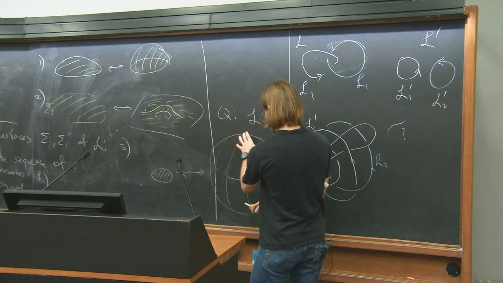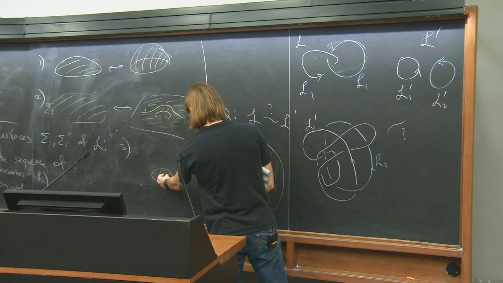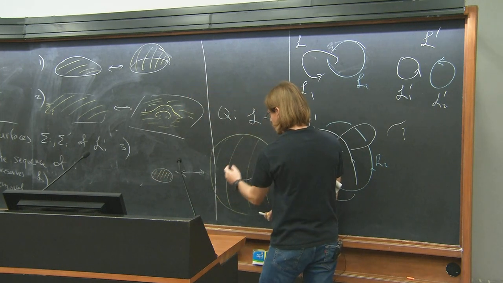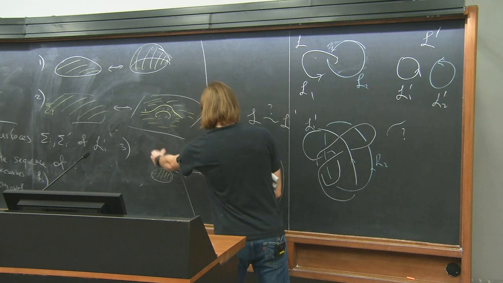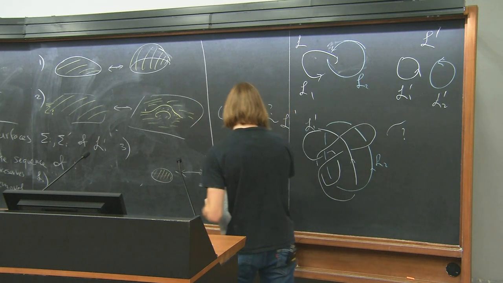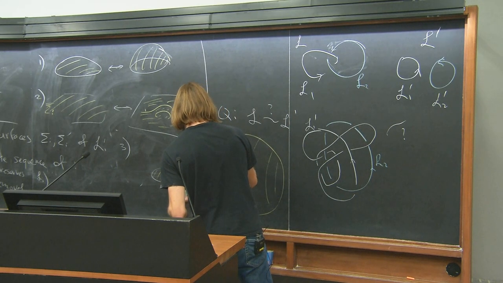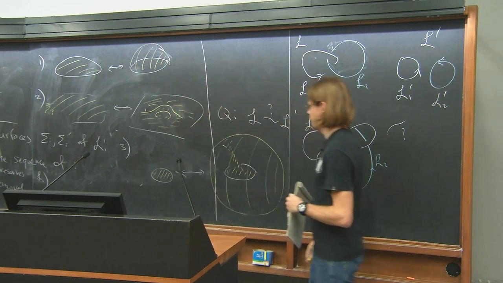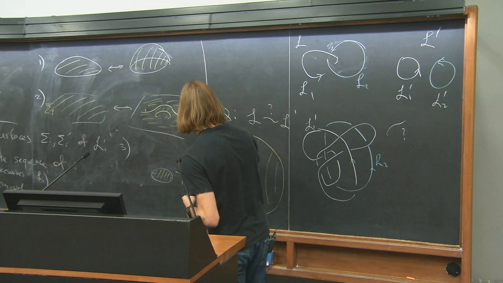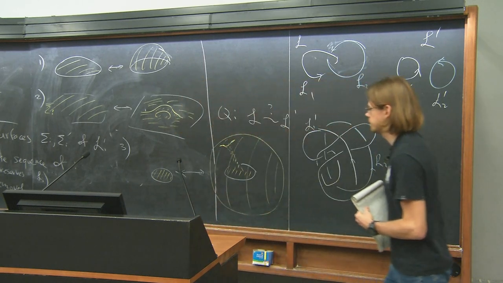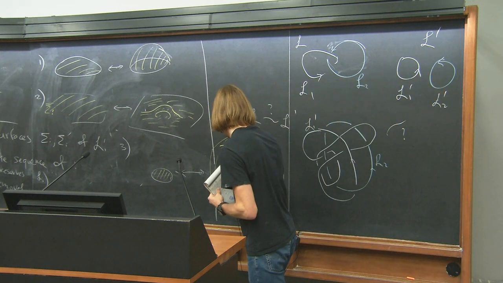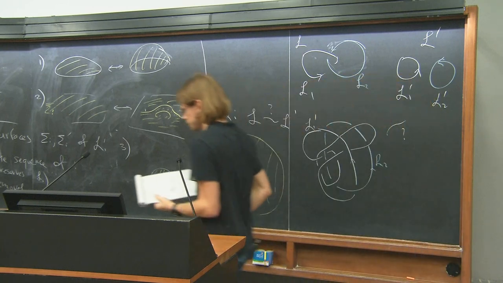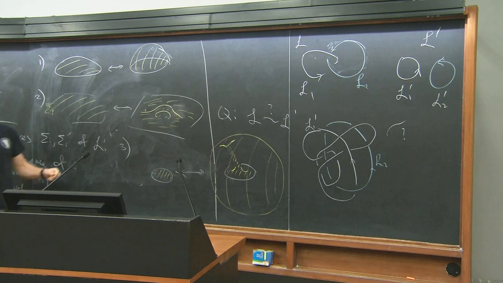And I attach a handle. I cut out some circle here and some circle on my sphere, and attach a cylinder connecting these two cutout circles. So it will look something like this. And then there's a hole here. This is essentially an artifact of the fact that we are doing things in R3 and not in S3.